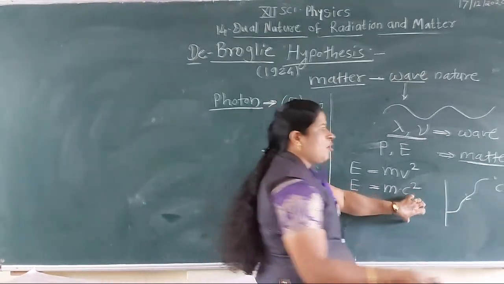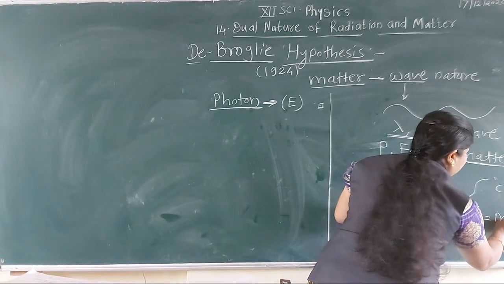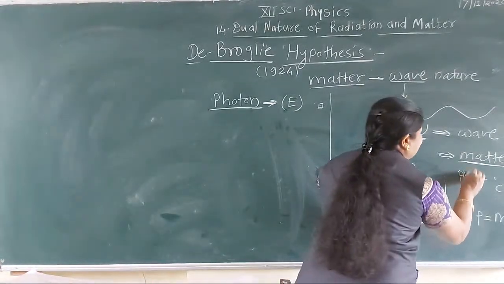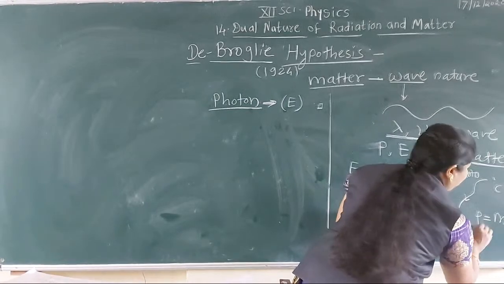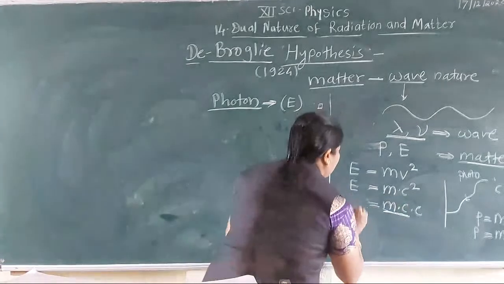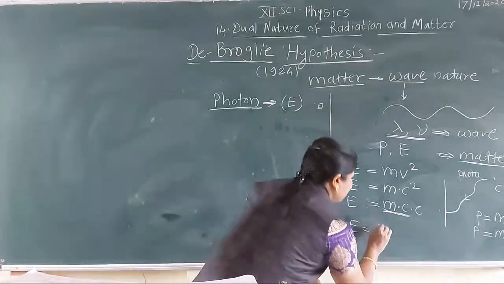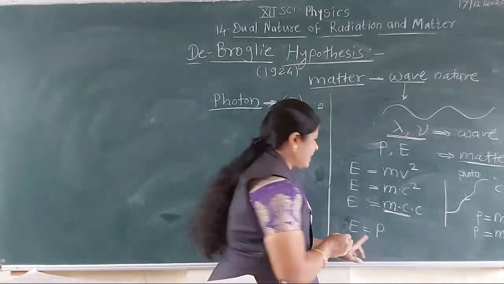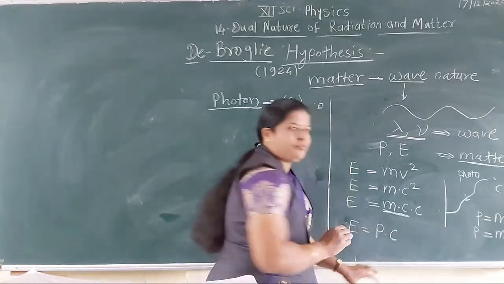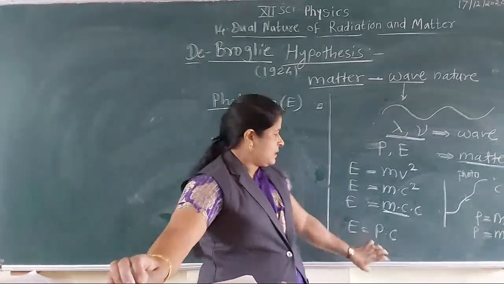We know that momentum of any particle P is equal to m into v. Now the particle is a photon. Therefore, momentum P is equal to m multiplied by c. So we get the equation E is equal to m multiplied by c, that is the momentum of that particle. Therefore, E is equal to P multiplied by c.